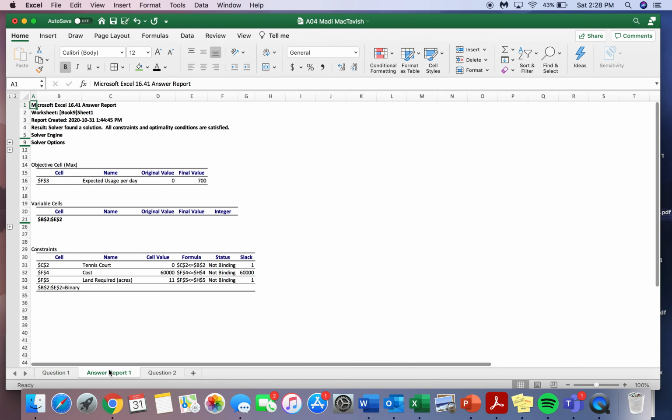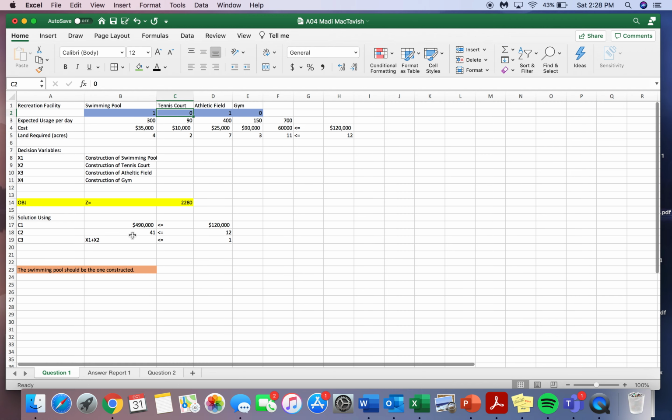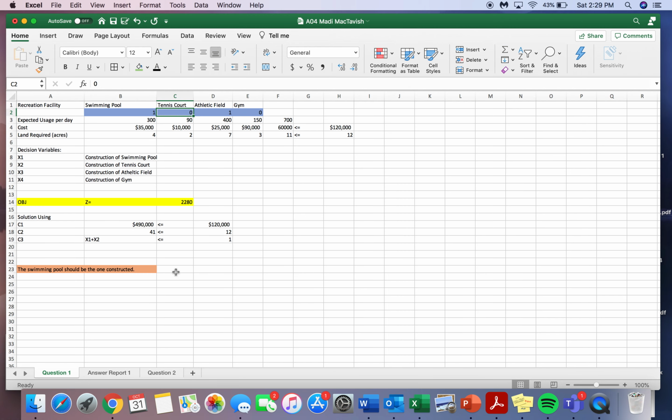So I also developed the answer report here so you can see. I used Solver to find the answers here, so I included that in my problem so you could see my solution. So my final answer is that the swimming pool should be the one constructed.